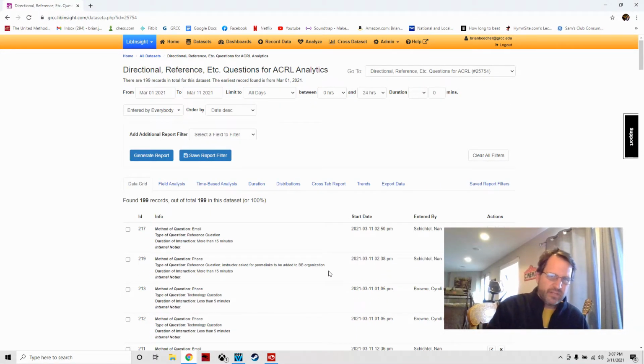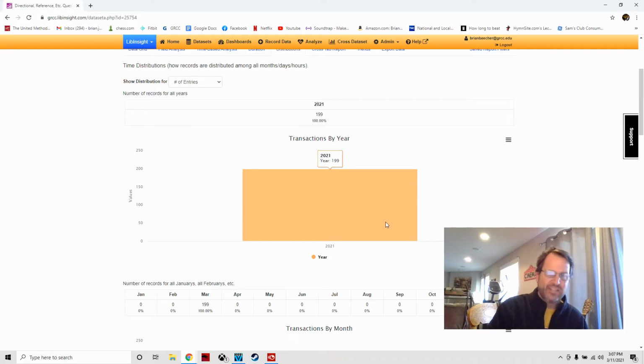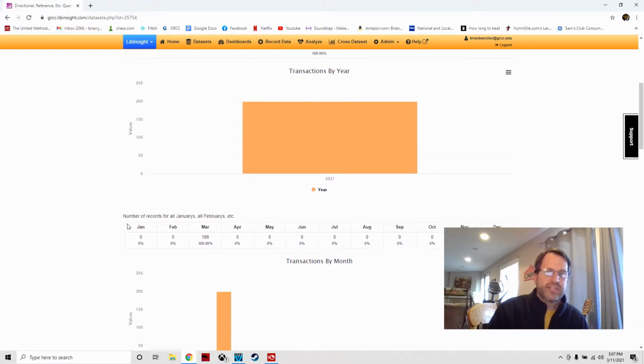But what does that really mean? What kind of data, or what kind of statistics, can we extract from this data? So what I'm going to do is click on distributions, and it's going to show how those are distributed across, in this case, the year. So far this year, we have answered 199 questions. This section here shows what month those questions were answered. So as we go through time, this will start filling in. So far we've done 199 questions.